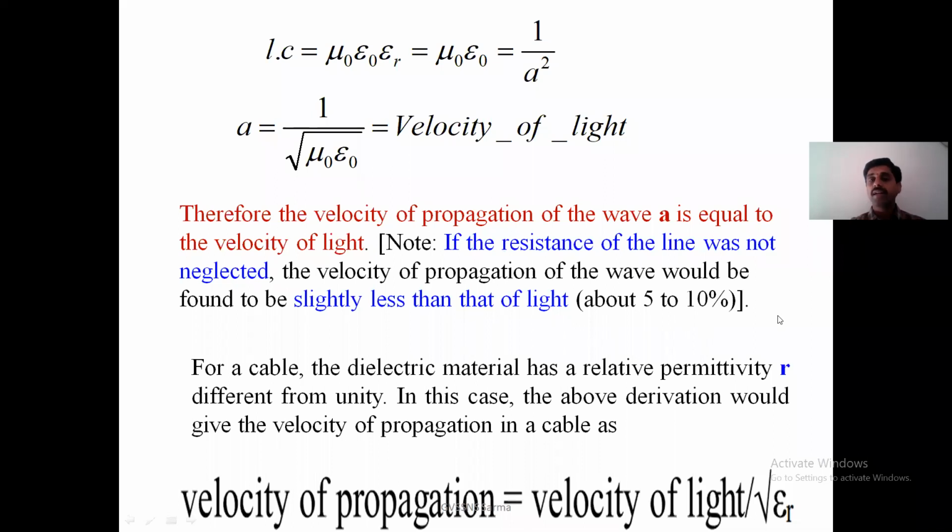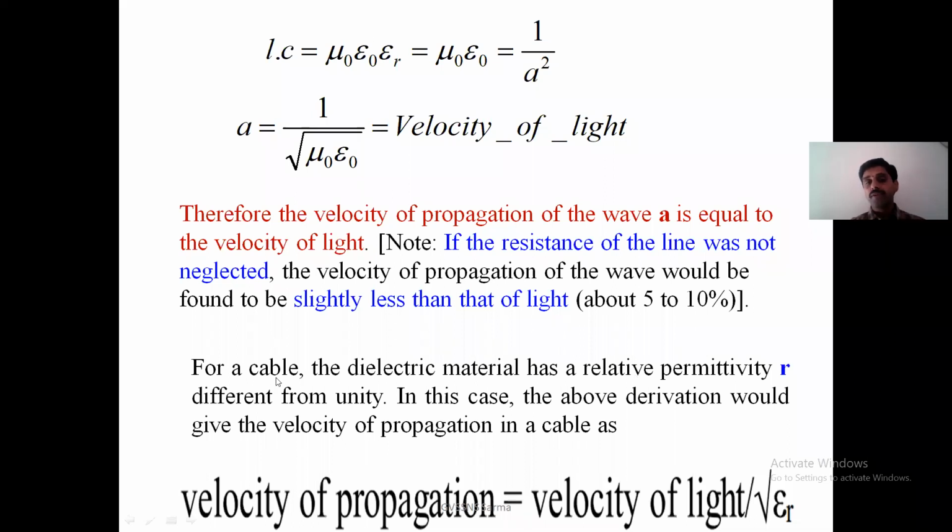We can note one point here: if the resistance of the line is not neglected, short lines, long lines, based on the line, neglecting the resistance or not will be there. So the velocity of the propagation of the wave will be found to be slightly less than that of light, if you don't neglect the resistance, by about 5 to 10%. So this is what we have first. You can understand when a wave is incident, with what velocity it is traveling, and what the expression for that is.